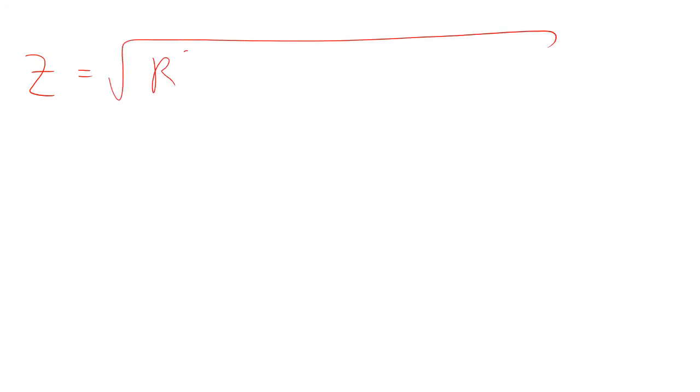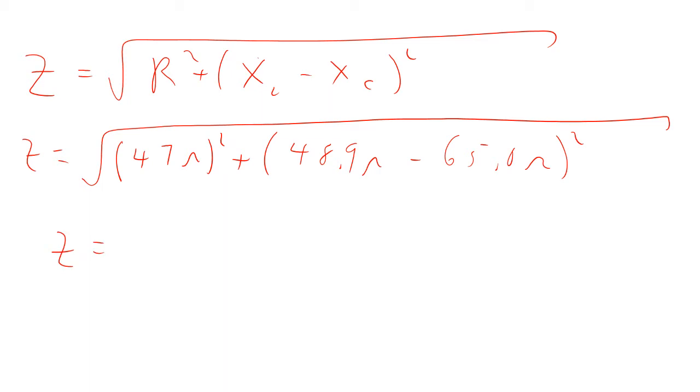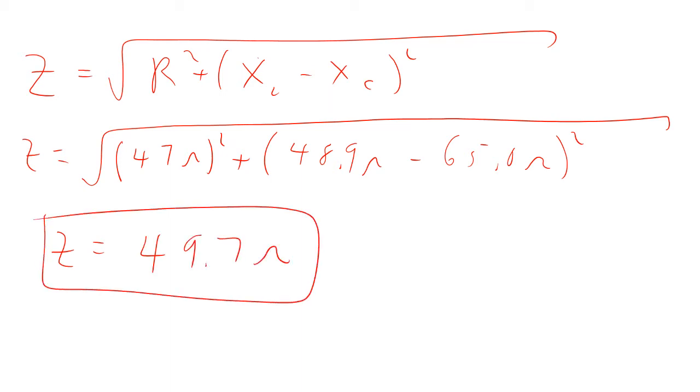So that allows us to find the impedance. That's R squared plus XL minus XC squared, all under the square root. So that's going to be the square root of 47 ohms squared plus XL, which was 48.9 ohms, minus 65.0 ohms squared. And really, the order you do the subtraction doesn't matter because you're squaring it. But this comes out to be 49.7 ohms. And so that's the impedance.